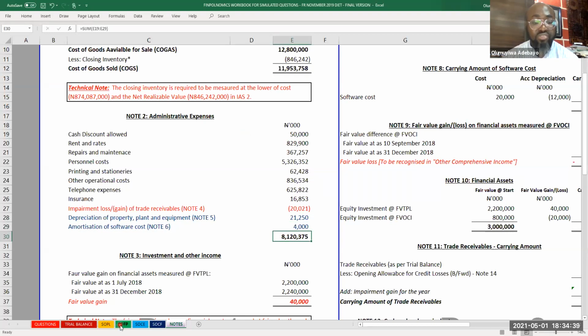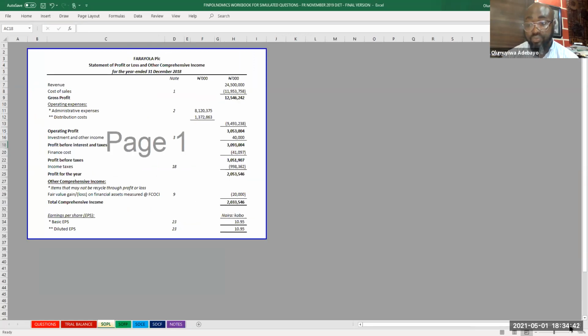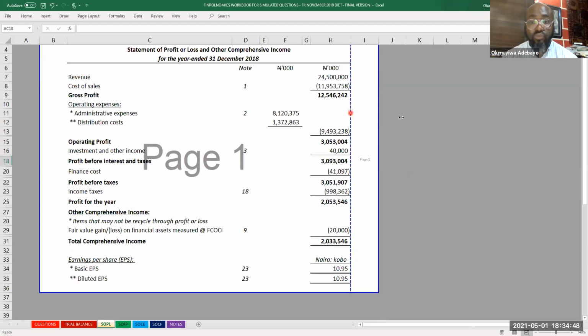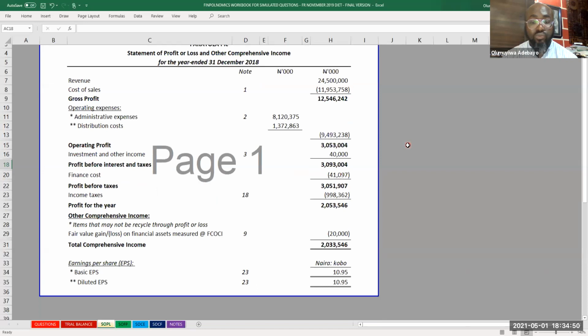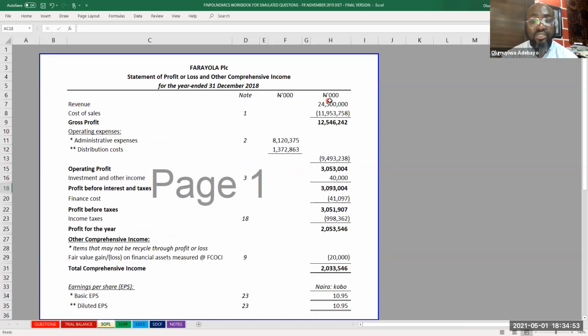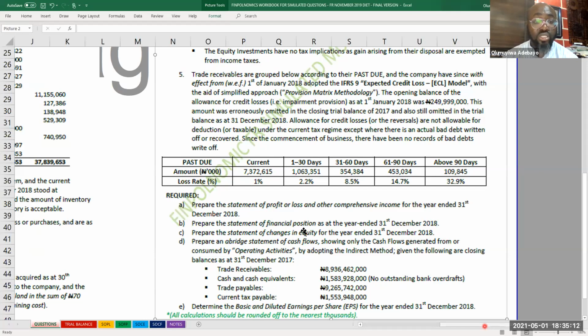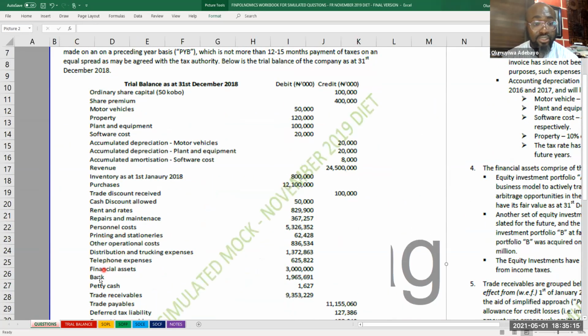Now, when you go back to our profit or loss, you find out that revenue required no adjustment because they gave us revenue on a platter of gold. Cost of sales, we have determined that. Administrative expenses is what we just finished. The next one is distribution cost. Distribution cost is given to us in the trial balance straightforward. Okay, there's no problem about distribution cost. It is as given in the trial balance. That is that.